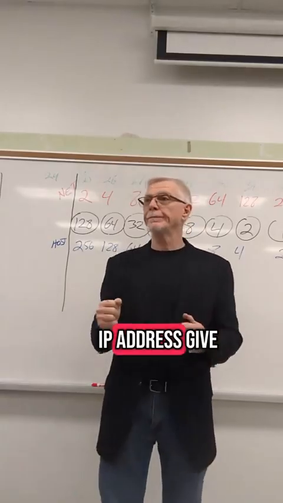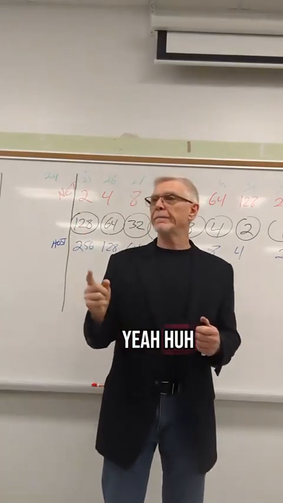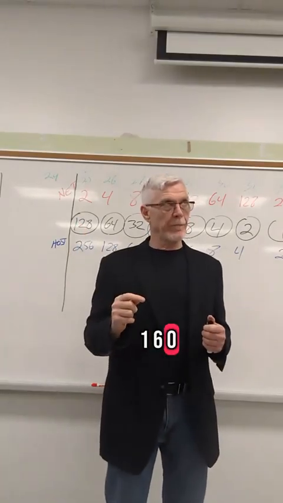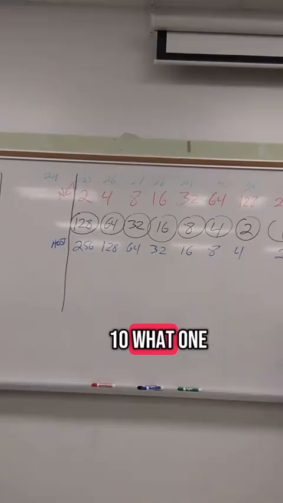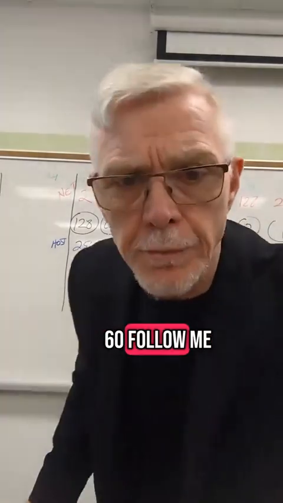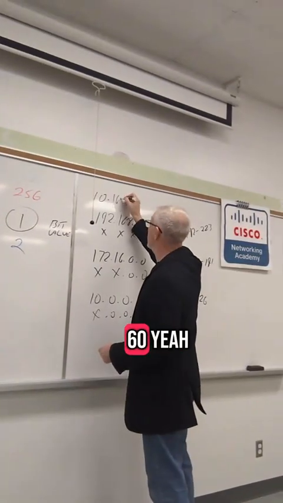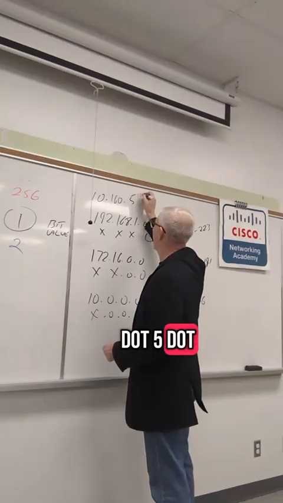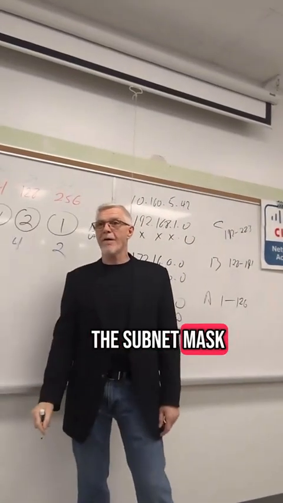Who's got an IP address? Give it to me. 10. Aiden, your name's Aiden. Yeah. 10.160.5.42. Put that up here. 10 dot what? 160. There we go. 10.160.5.42. What's the subnet mask?